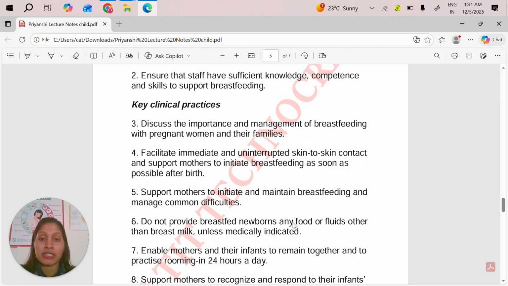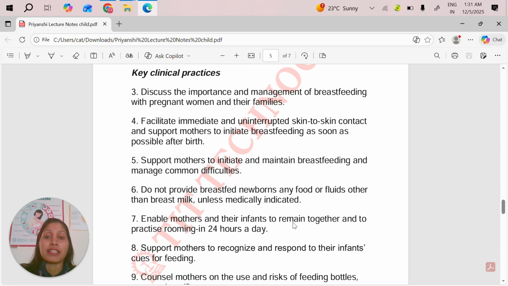Then key clinical practices, in which third is discuss the importance and management of breastfeeding with pregnant women and their families. Then fourth is facilitate immediate and uninterrupted skin to skin contact and support mothers to initiate breastfeeding as soon as possible after birth. Then fifth is support mothers to initiate and maintain breastfeeding and manage common difficulties. And sixth is do not provide breastfed newborns any food or fluids other than breast milk unless medically indicated.